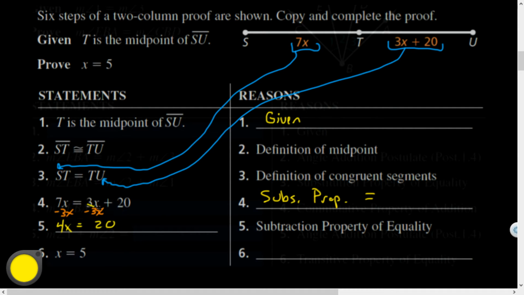You just state your reason next to your statement. I'm still a fan of doing this at times. And how could I get from step 5 to step 6? What algebra allows such witchcraft? Yeah, division. Divide both sides by 4. And the reason that's true is div prop equal, division property of equality. Making sense? And I'm done because it's proven. I proved it, friends.